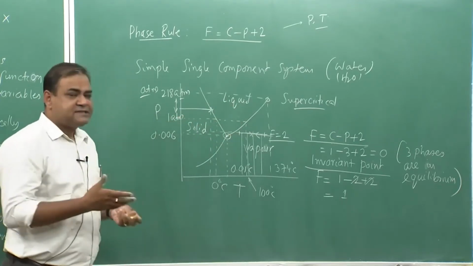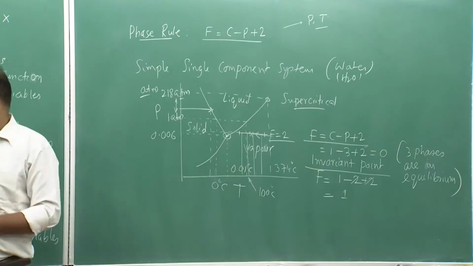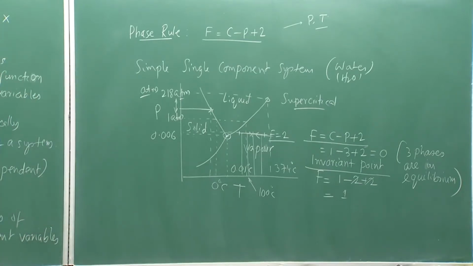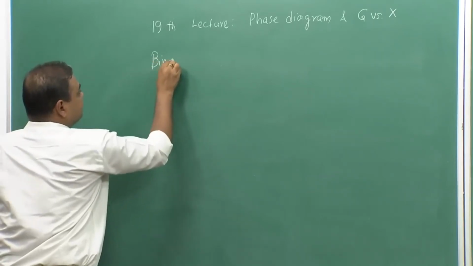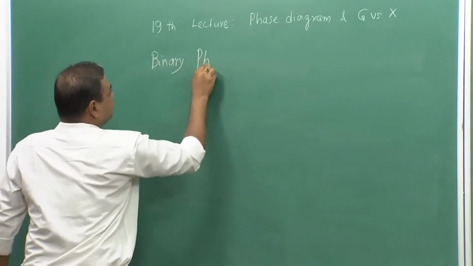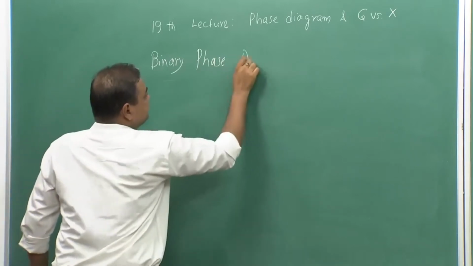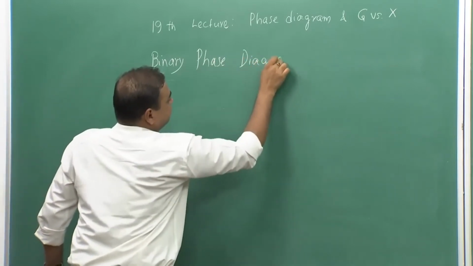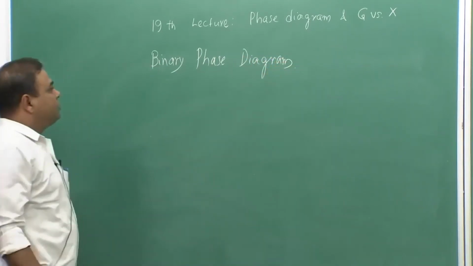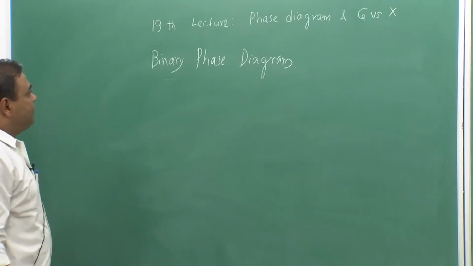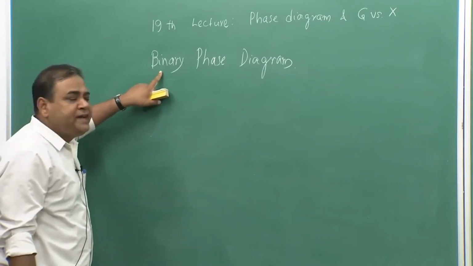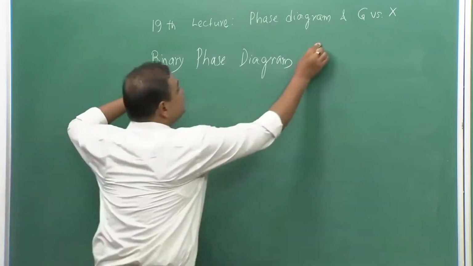Now, let us get into a little more complicated phase diagram, a binary phase diagram. Whenever I am talking about binary, that means there would be 2 components.